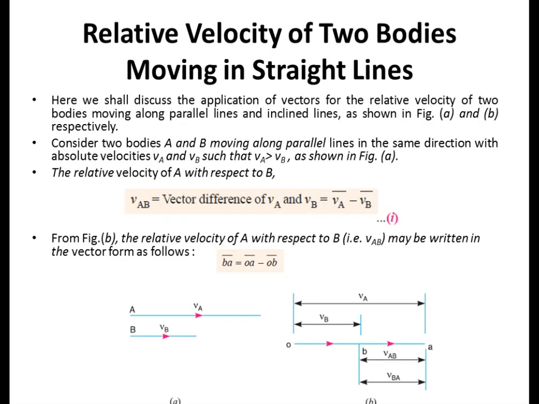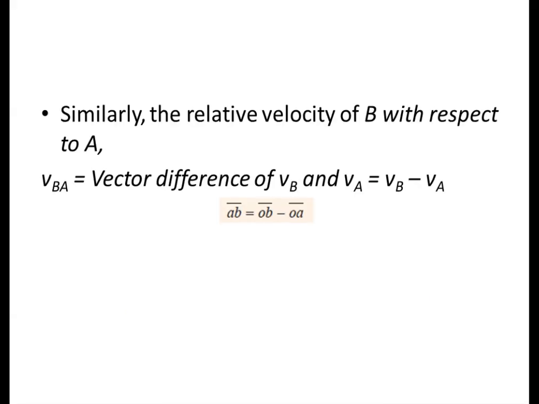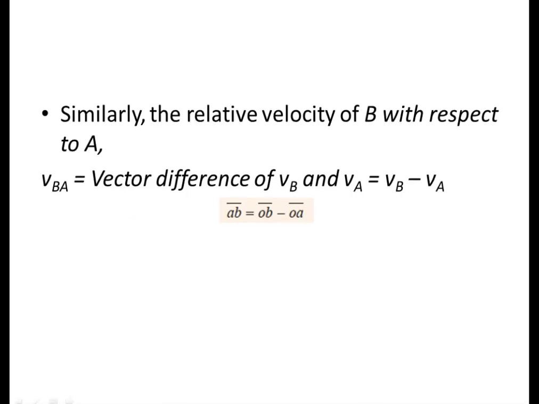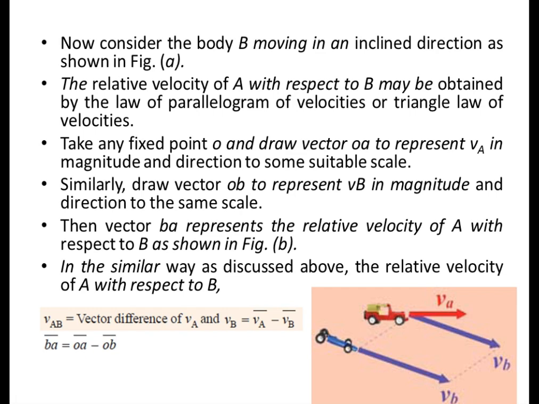So you can see similarly, A with respect to B or B with respect to A. You can see that it is nothing but the same thing shown here, VAB and VBA. So this is a relative velocity for two bodies moving in a straight line. Next we will see another consideration.